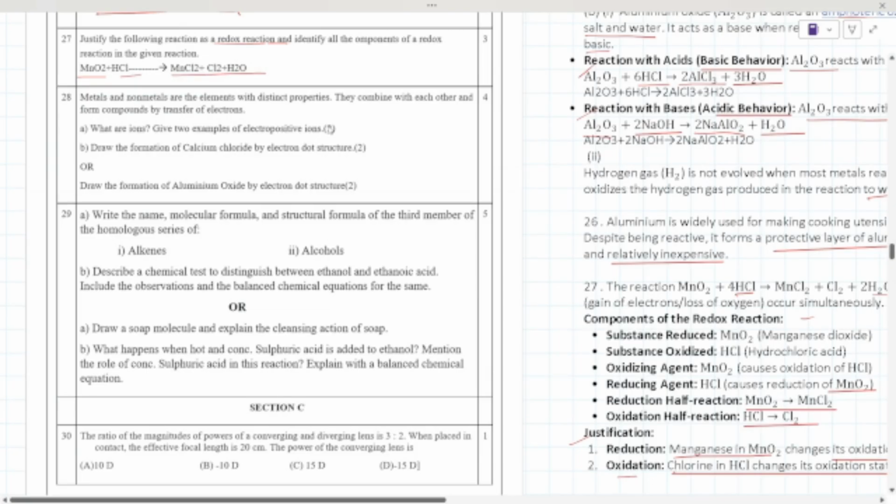Now let's see here the next question. Metals and non-metals are the elements with distinct properties. They combine with each other and form compounds by transfer of electron. First question is, what are ions? Example of electropositive ion. Can you tell me what is ion?